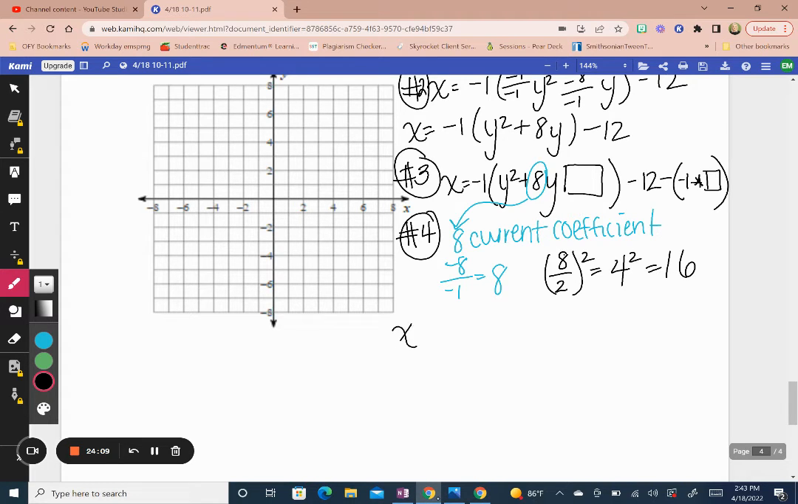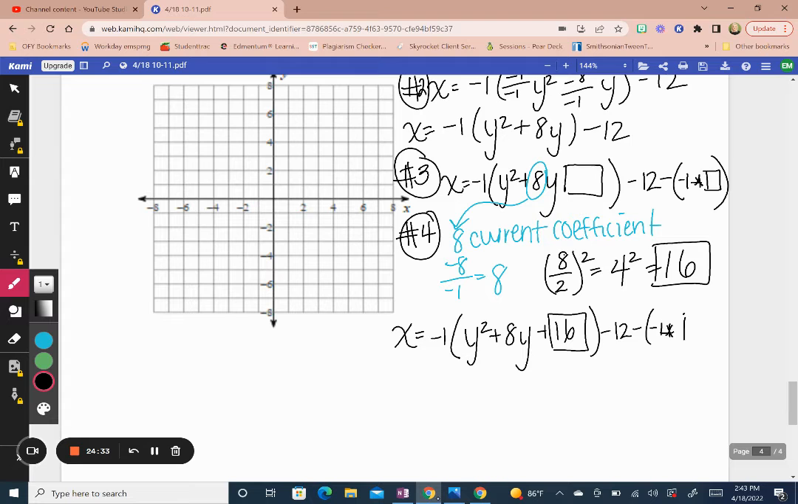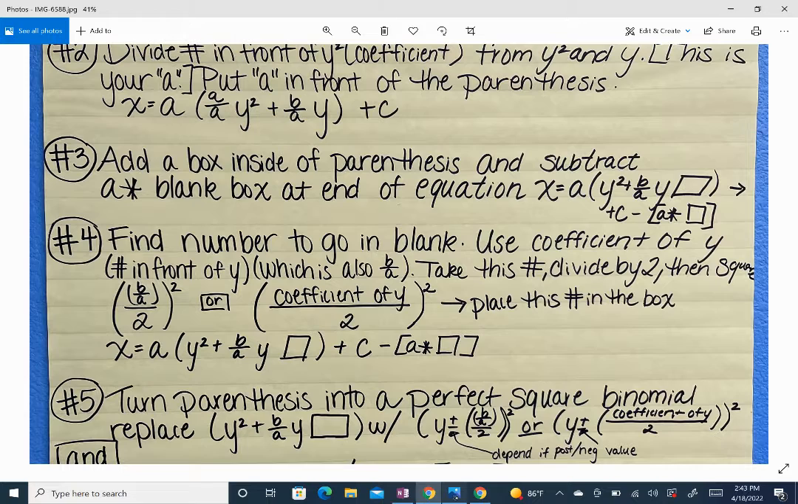So now I just replace this into my boxes. That's my box number. X is equal to negative 1 parentheses y squared plus 8y, and this is going to be a positive 16, minus 12 minus our a, which is negative 1, times our box, which is 16. Okay, that's step number 4.